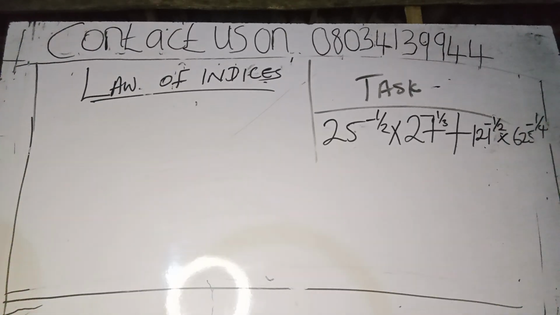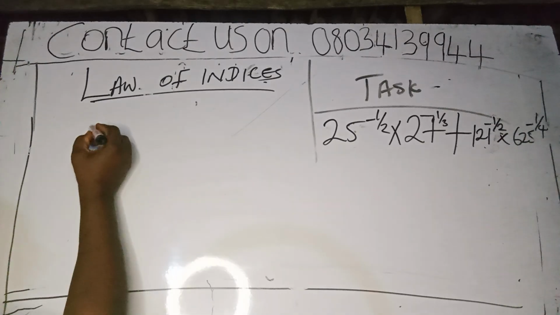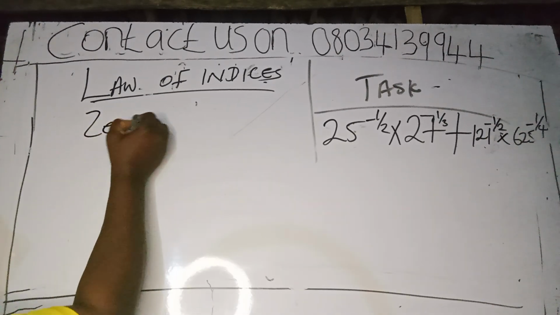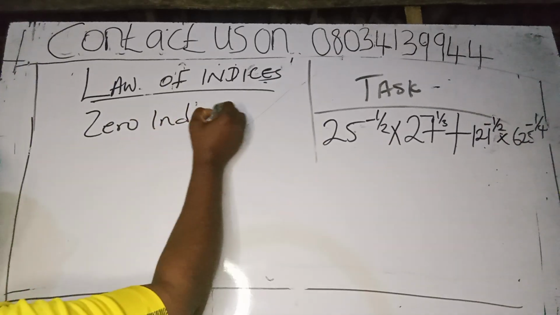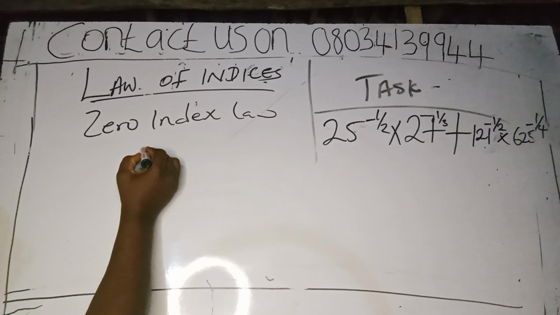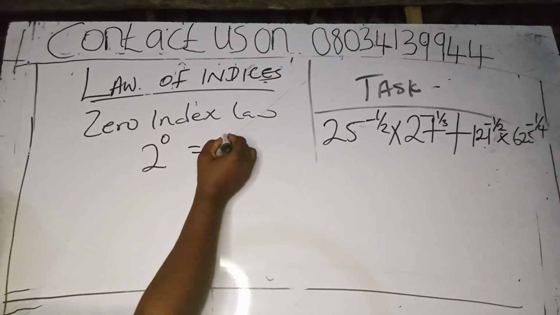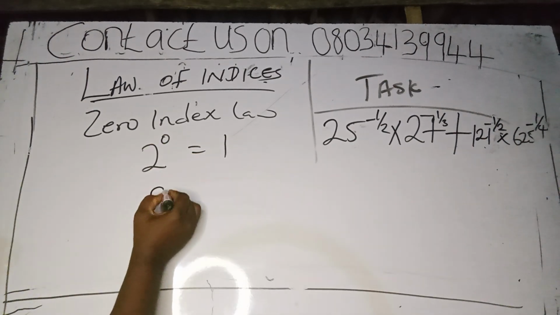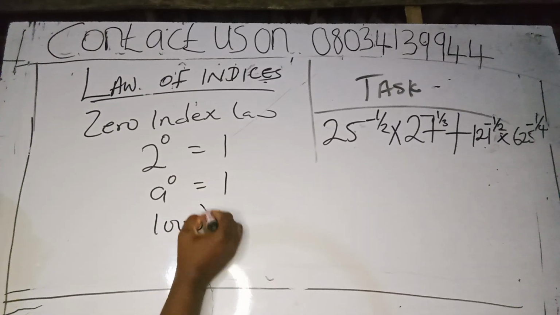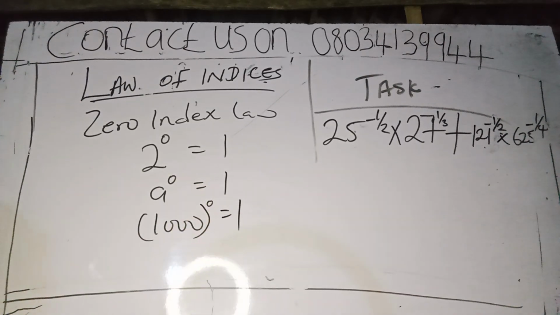The next law is very interesting and easy. The zero index law. This simply states that any factor or number raised to the power of 0 is 1. A raised to power of 0 is 1. 1000 raised to the power of 0 is 1. Any number in the universe raised to the power of 0, the answer is simply 1.